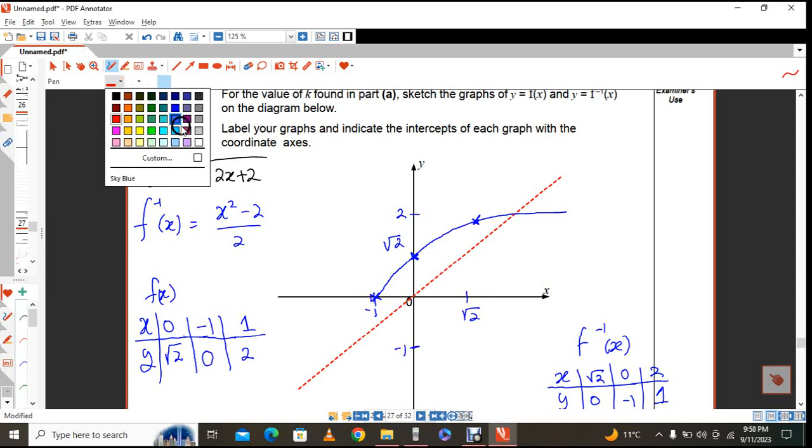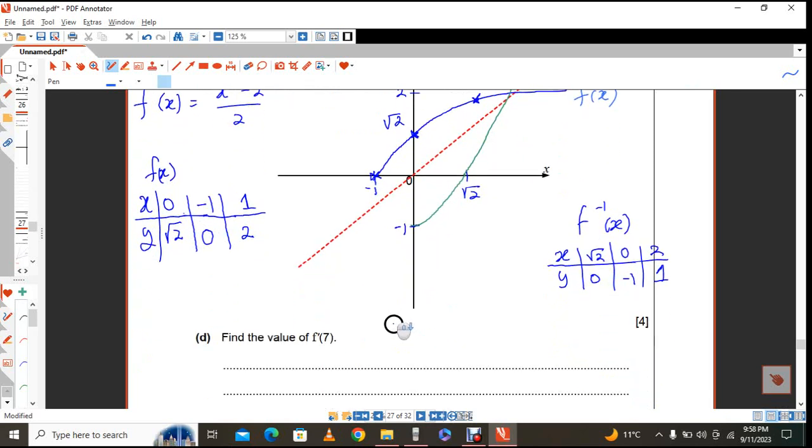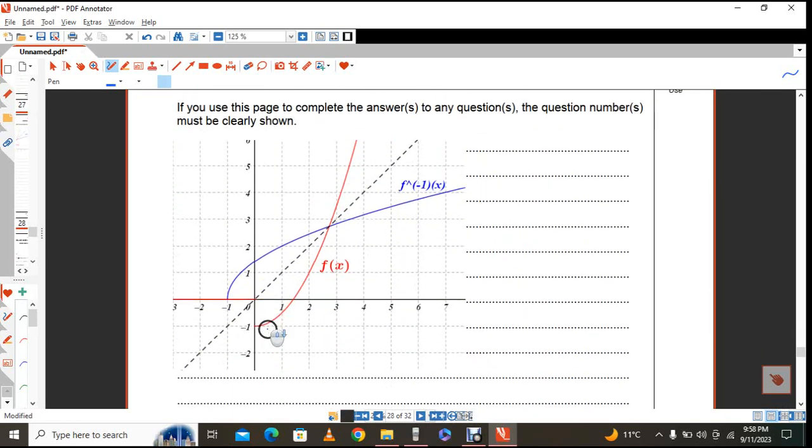So let's just use maybe a different color. That function has to be symmetrical. So basically it will come something like so. All right, so this is how you're going to have it. I'm going to label this one as the inverse function, and the blue one is obviously the function itself. Right, I have indicated my intercepts, I have indicated my graph, and I've labeled them, and that is worth 4 marks. Of course, you would see a nice graph there that I have done down here.